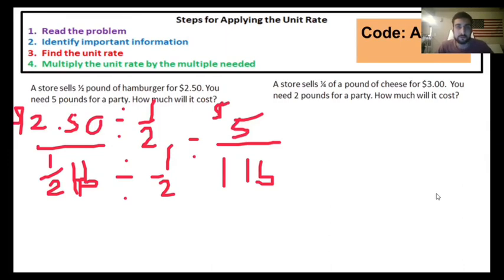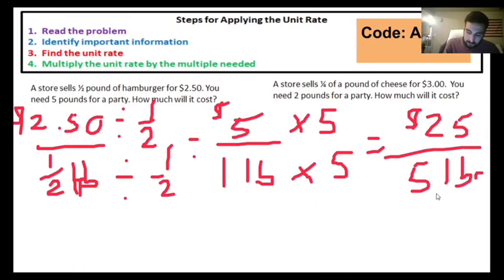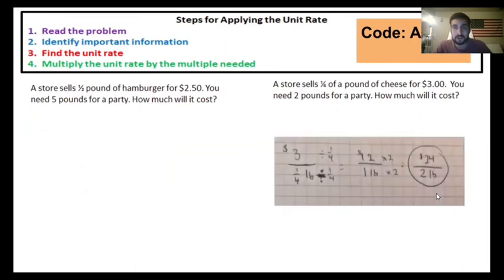But we need a total of 5 pounds. Right now we know 1 pound. In order to get 1 pound up to 5 pounds, we're going to multiply this by 5. If I do it to the bottom, I'm also going to do it to the top. 5 times 5 becomes 25, and we're going to keep that unit of dollars for 5 pounds. So $25 for 5 pounds. Go ahead and take these notes, pause your video, and you're going to work on the one on the right. And what you should have for the one on the right is $24 for 2 pounds.